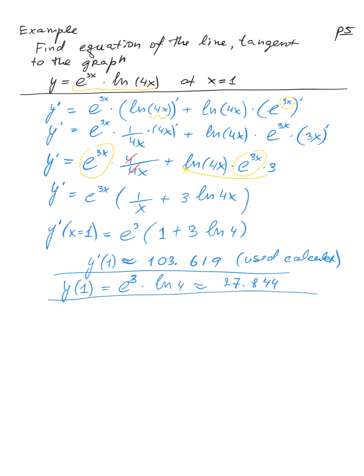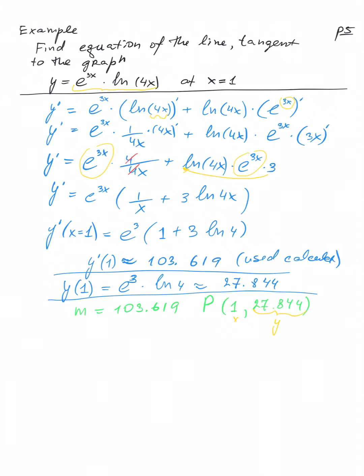So then let's just recap what I have to continue. Remember, the goal is to write an equation of the line. So I have slope equals 103.619, and I have a point that's made of 1 that was given to us, and we evaluated the y function at 1. The y point is 27.844. Okay, so I got a point, that's my x, this is my y. Alright, we can put it into an equation and continue.